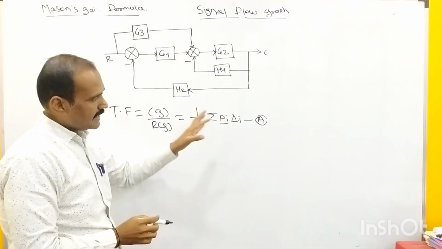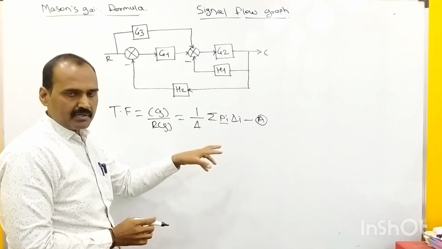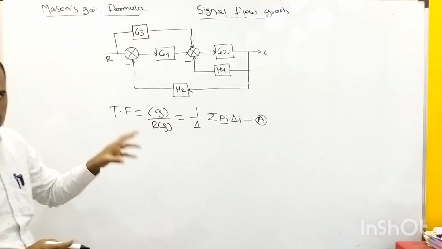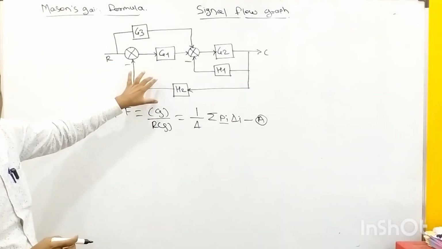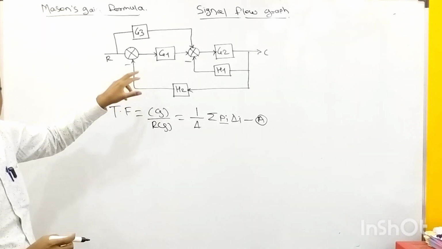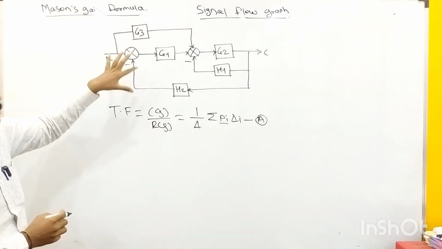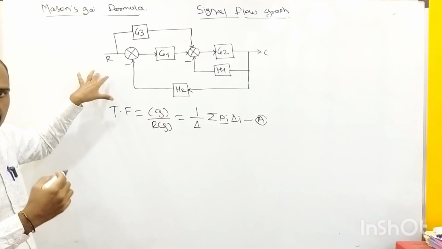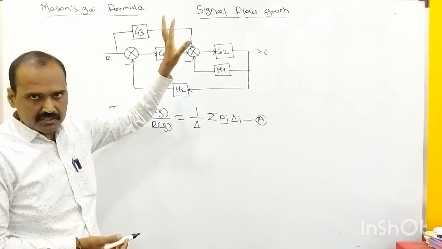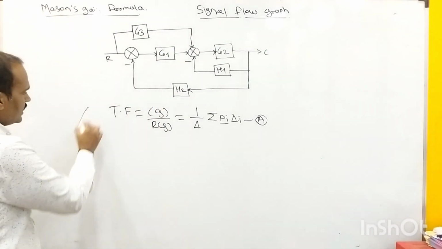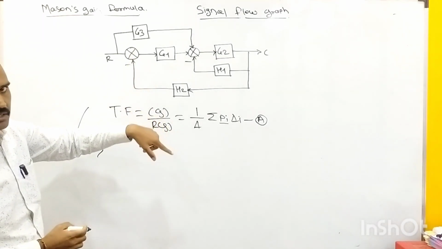Delta is again a special part of the given control system. One by one we will discuss all these things, but first our objective is to determine the transfer function of this control system using Mason's gain formula. The unique aspect of this numerical is that the control system is represented as a block diagram, so we must convert that block diagram into a signal flow graph representation. That is our step number 1.